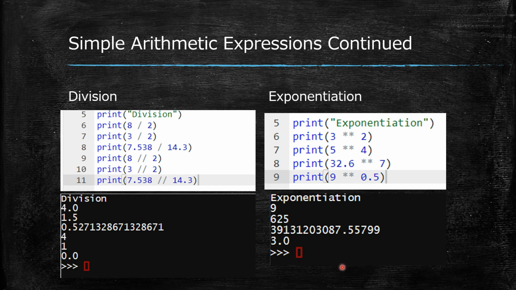Lastly, let's look at exponentiation. You can raise numbers to powers in Python, and you can do that by using double asterisks, as in the example provided here. Note that if both numbers are integers, it will give you back integers. If one of them is a floating point, it will give you back a floating point number.